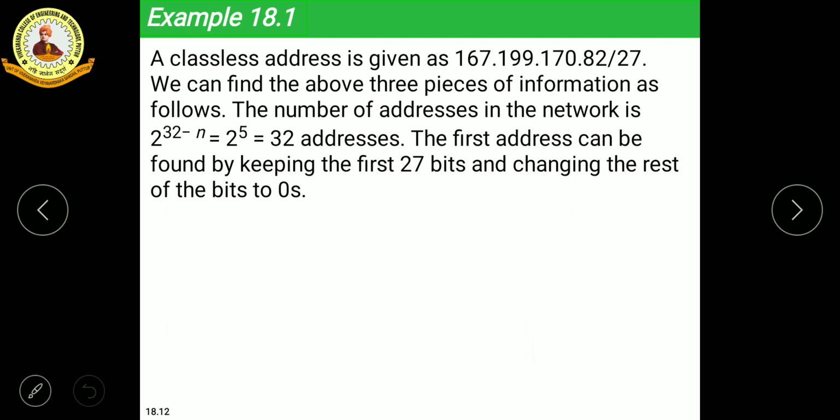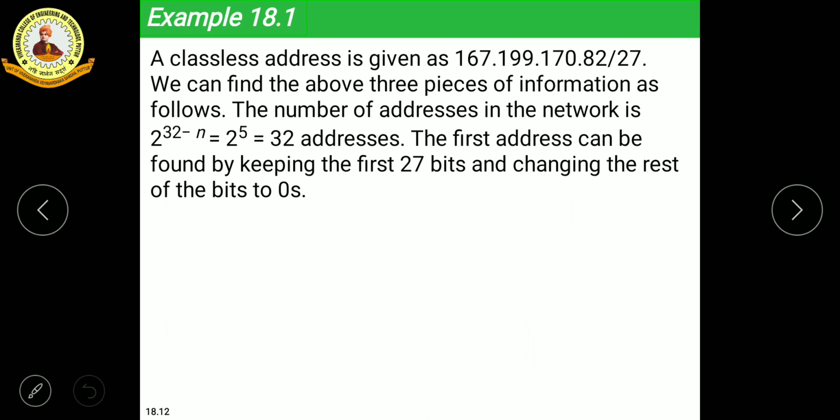Read out this problem. A classless address is given as 167.199.170.82. You can say point or you can say dot, we usually say dot. So 167.199.170.82/27. What is this 27? It is n. Yes, it is n.